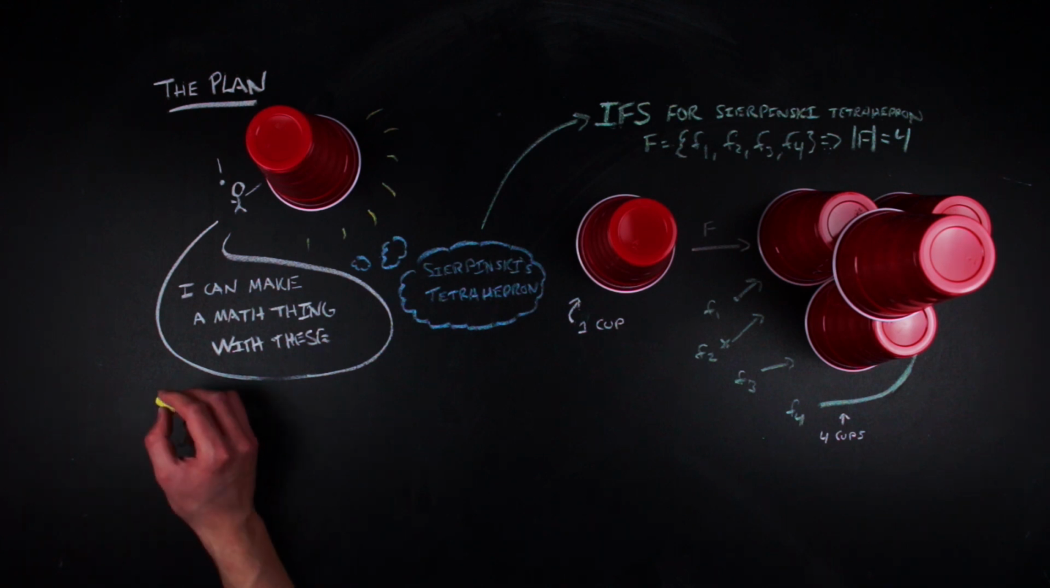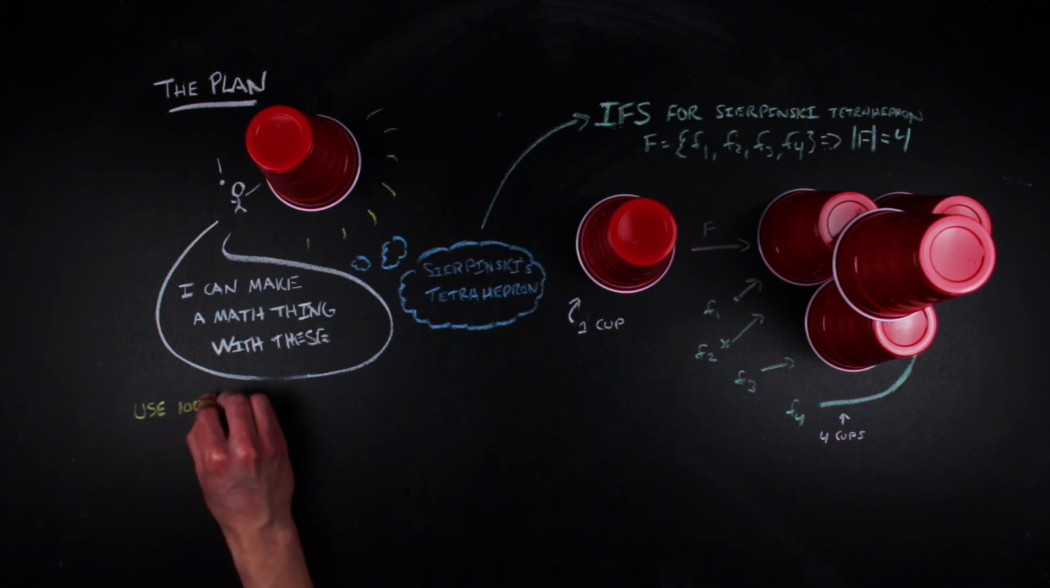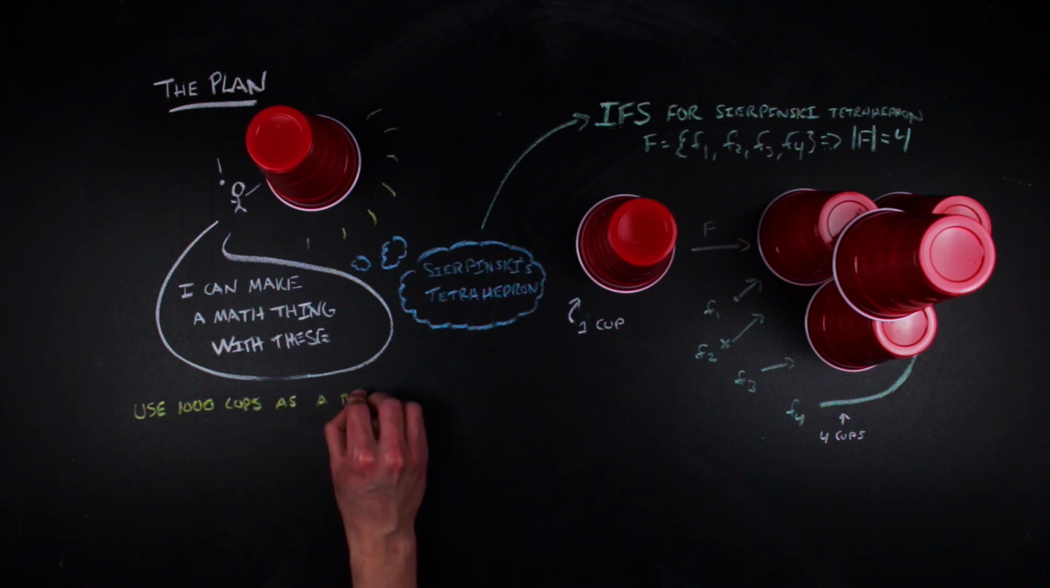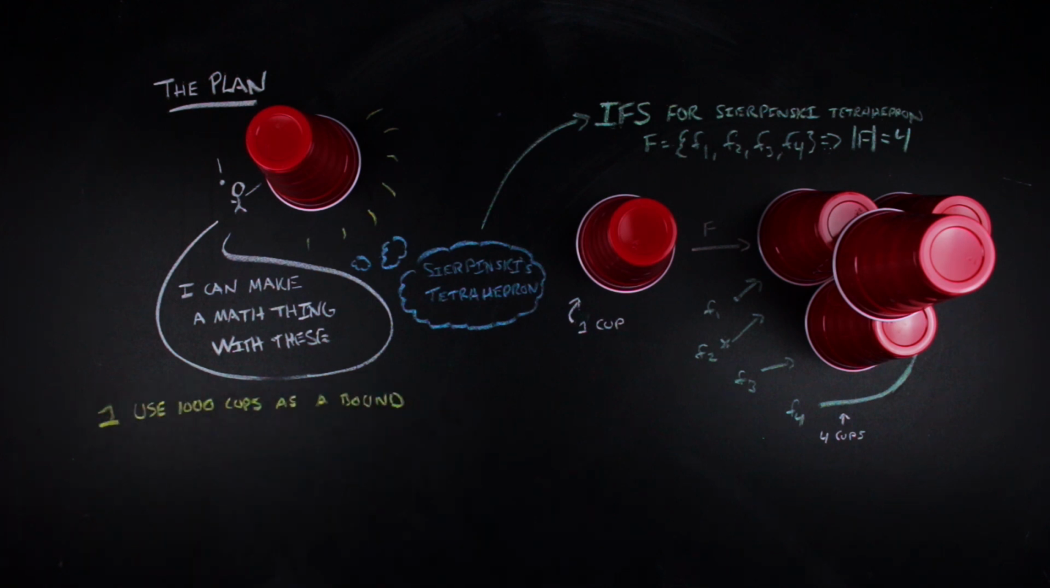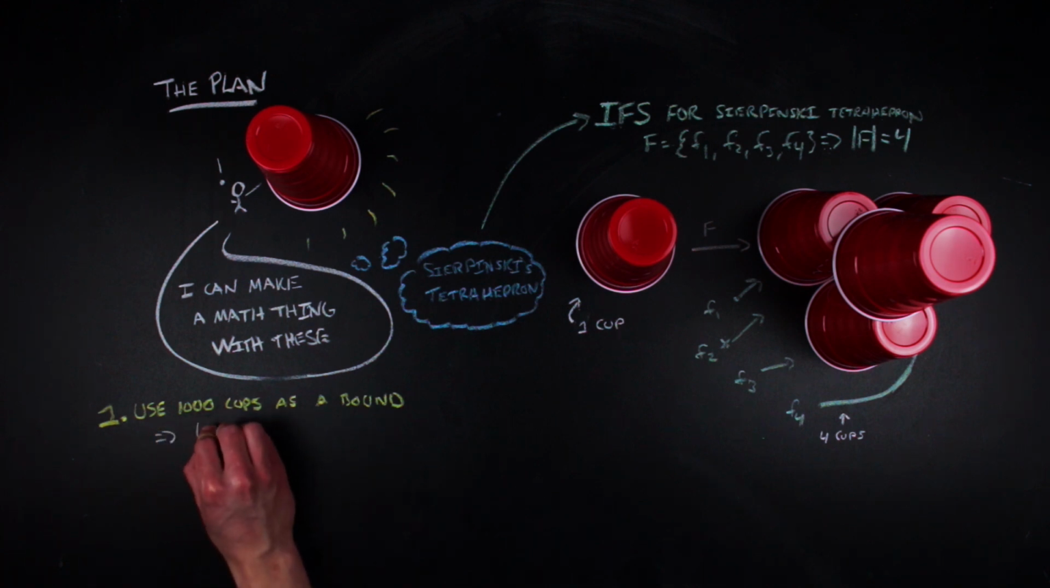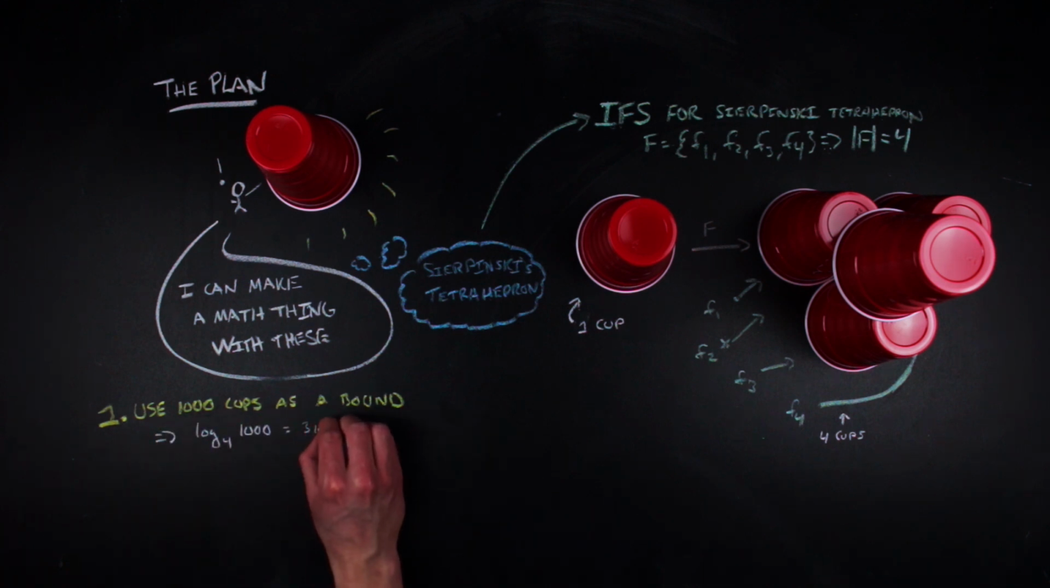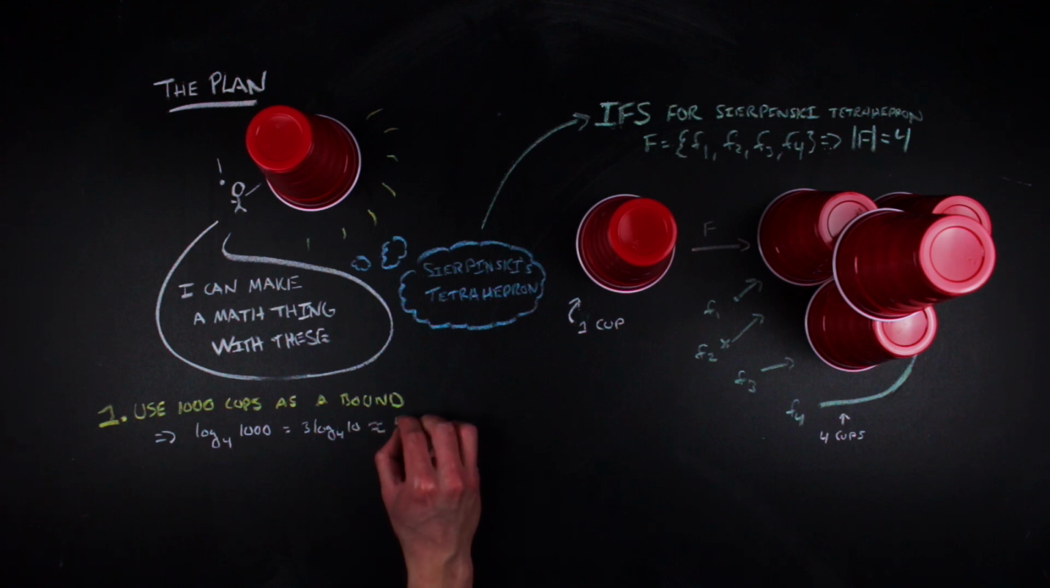With this 1 to 4 growth in mind for the iterated process, if I wanted to go ahead and use 1,000 somehow in the calculation, I could either use it as a minimum number of cups that I was going to use or a maximum number of cups that I was going to use.